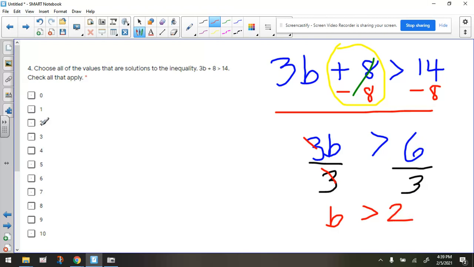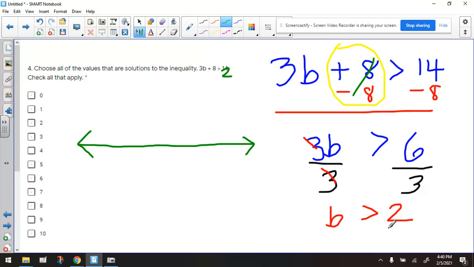Now, a lot of you are going to fall for the 2 and say, oh, there's the answer, and you're going to pick it. But guess what? If I substitute in the value 2 for b, 2 is not greater than 2, so that's not a solution. So let's put it on a number line to see what might be a solution. Always graph your inequalities to help you understand which of the choices you'd pick.